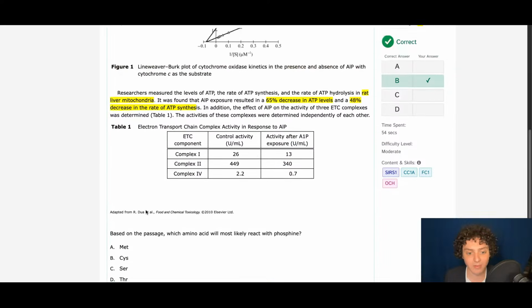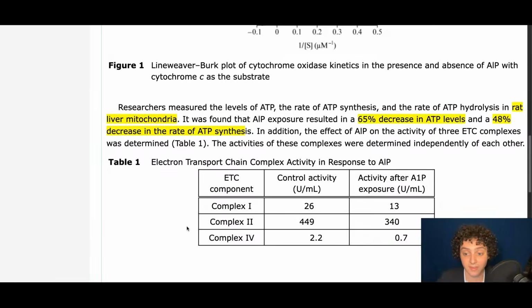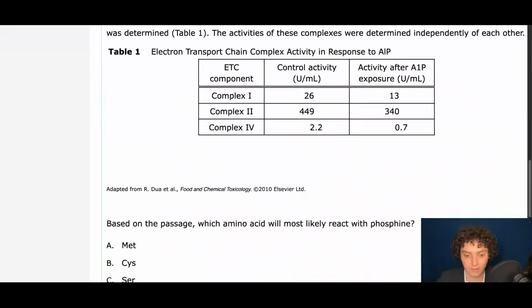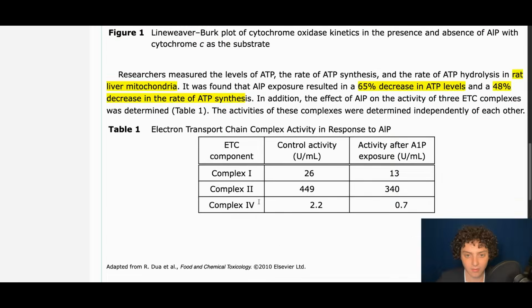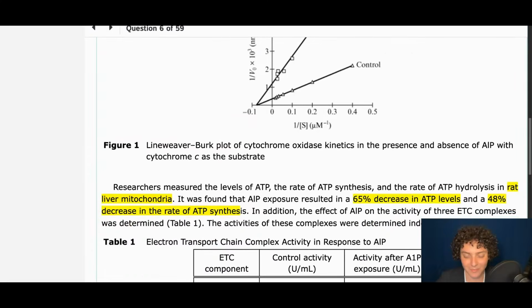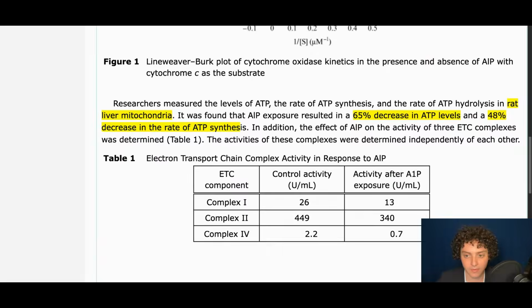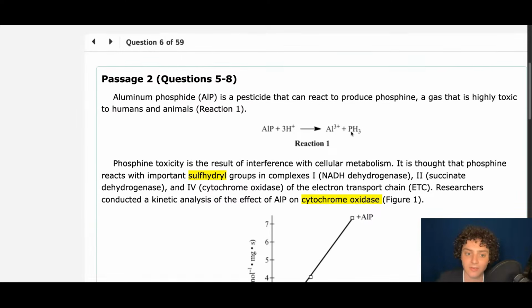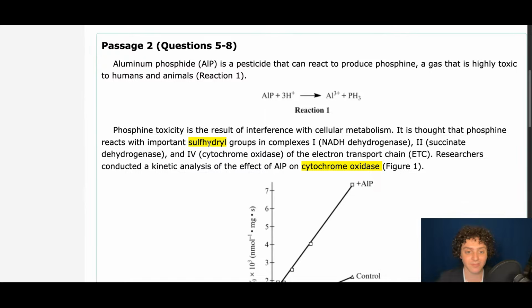Okay. Based on the passage, which amino acid will most likely react with phosphine? Let's go back into the passage and see where we might find the answer to this question. Phosphine. Okay, so phosphine is a gas. It's a phosphorus atom connected to 3 hydrogen atoms. Phosphine reacts with important sulfur hydryl. Oh, there we go. Okay.